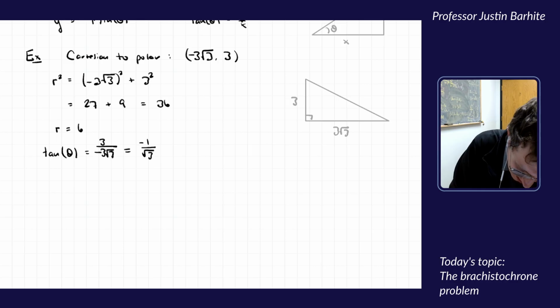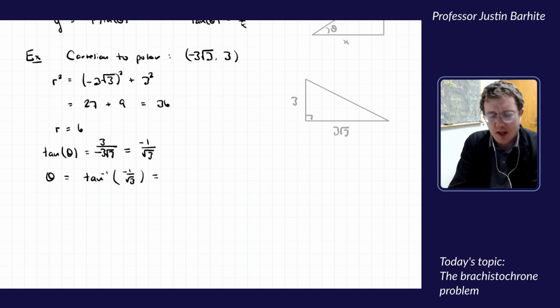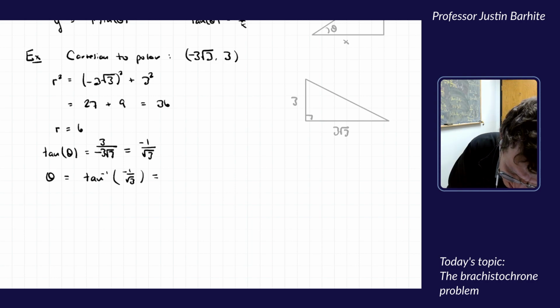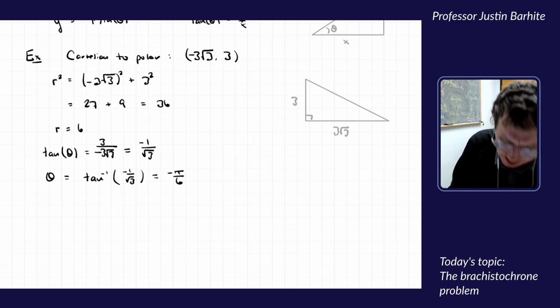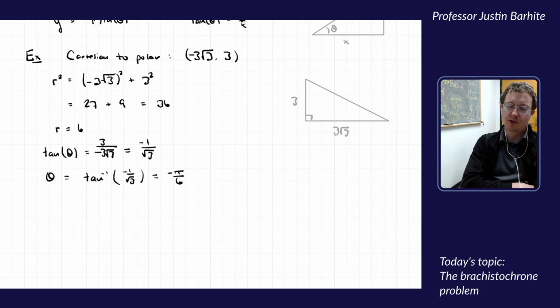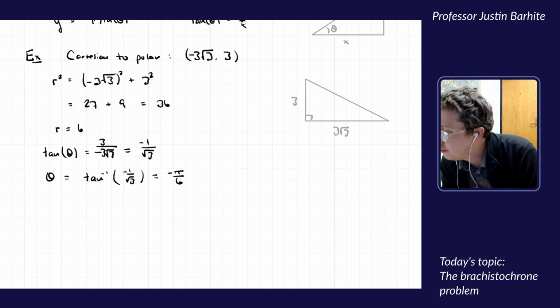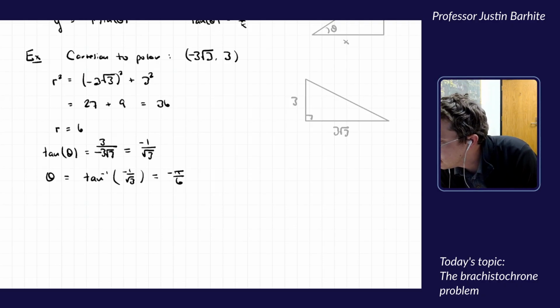Now if you want to find the angle, we can take the arctangent of minus 1 over root 3. And that's going to be minus pi over 6, or minus 30 degrees. Now I've done something wrong here. Who can tell me what it is?